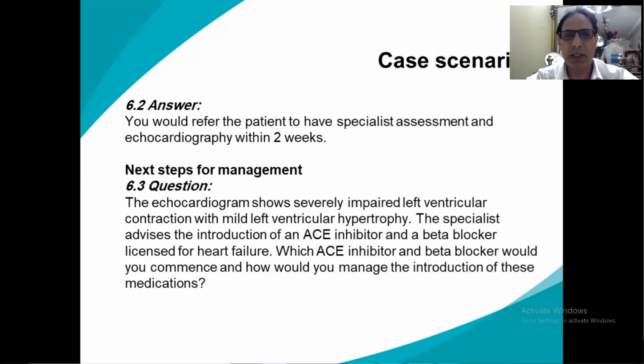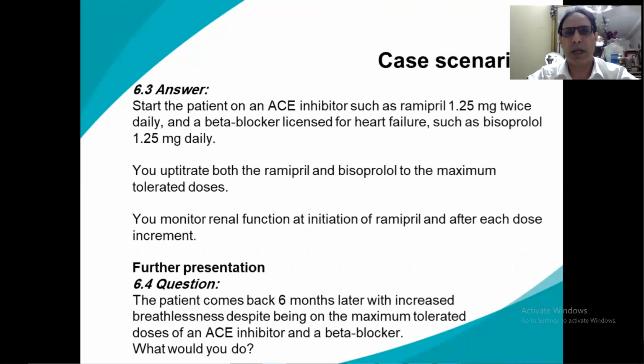The specialist advised to start an ACE inhibitor and a beta blocker. As I mentioned, an ACE inhibitor is important in such a case, also for diabetes and hypertension control, and a beta blocker is important to cut the sympathetic overdrive in such cases. The answer: start with an ACE inhibitor in a small dose, ramipril, twice daily, and a beta blocker, either carvedilol, bisoprolol or metoprolol, and we will up-titrate those two drugs to the maximum tolerated dose.